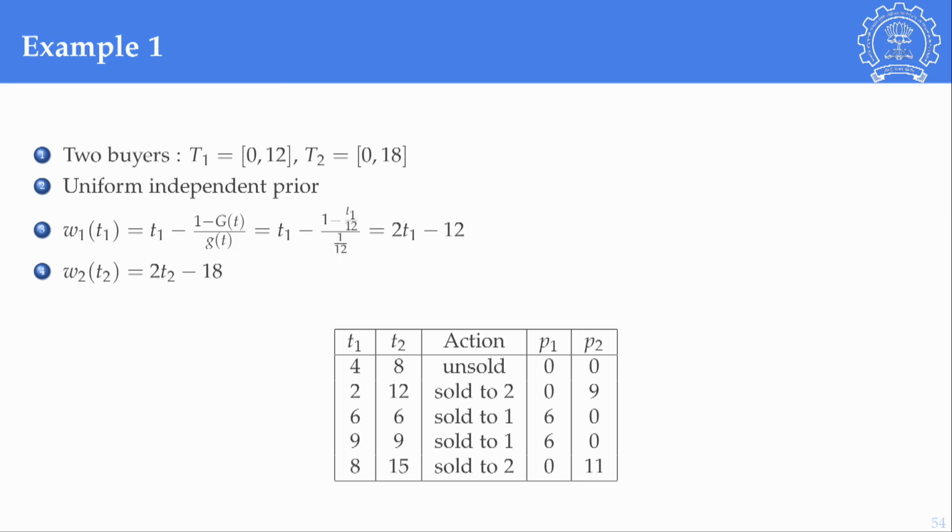So, you can calculate the virtual valuation for agent 1. This is 1 over 12 and 1 minus G(t) is T1 over 12. Simplify, and you will get 2 T1 minus 12, and similarly for agent 2, 2 T2 minus 18. Okay, now let us look at each of these cases. I should have actually uncovered this. So, can someone explain why this is unsold in the first row?